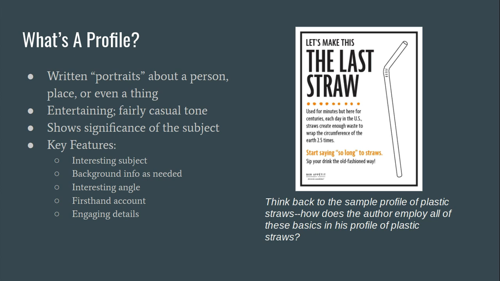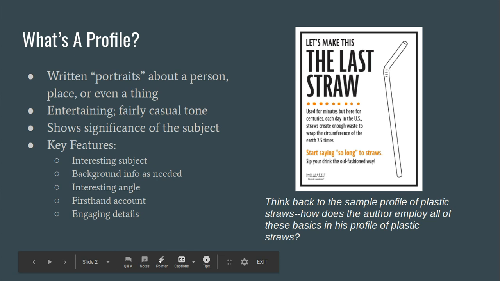The interesting angle is his own take on it, right? So, is he for or against the banning of straws? Does he find them problematic? And we know all of those things by reading the profile. And then he does include those things like engaging details. So in this case, that might look like facts and statistics and things that sort of shock us about something that seems so innocent, like just a straw. So that's one example of a particular type of profile.